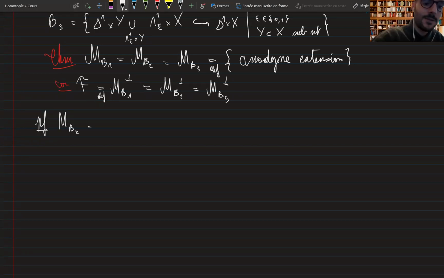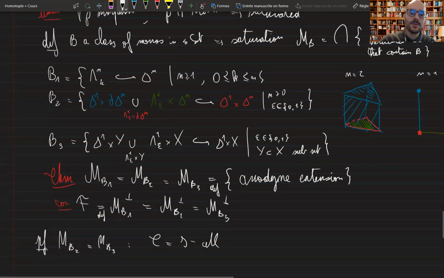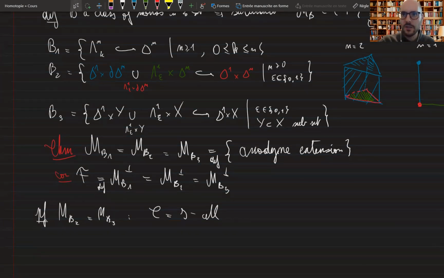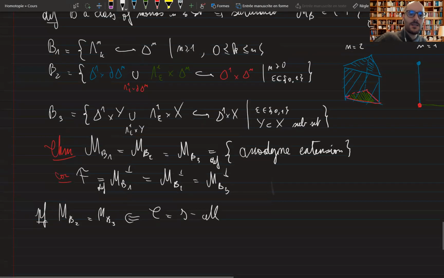The fact that MB2 is equal to MB3 follows from the fact that C is equal to I cell. So it follows from the fact that to get X from Y, you can get it by gluing simplices. You can start from Y and then glue simplices along push outs and so on. So I will not write down the details, but it's a tiny exercise to show that this implies this, right?